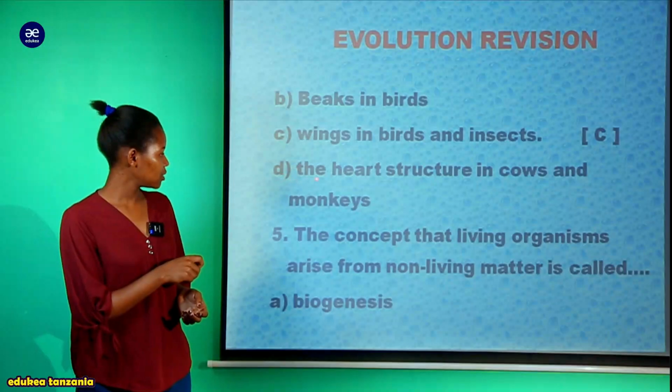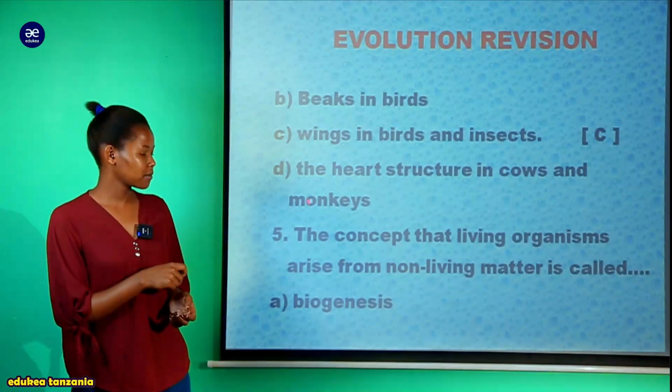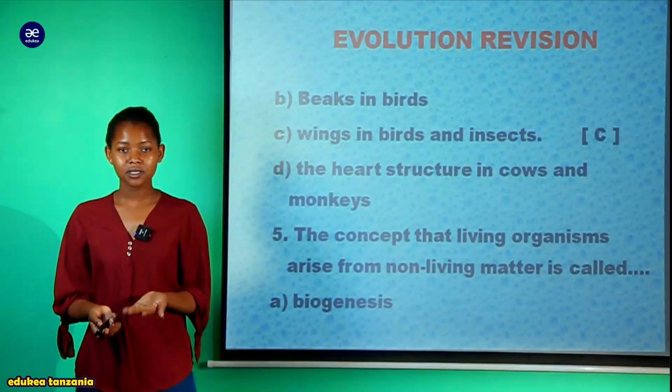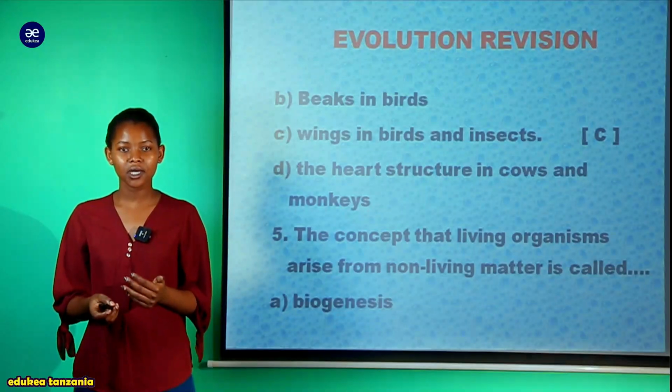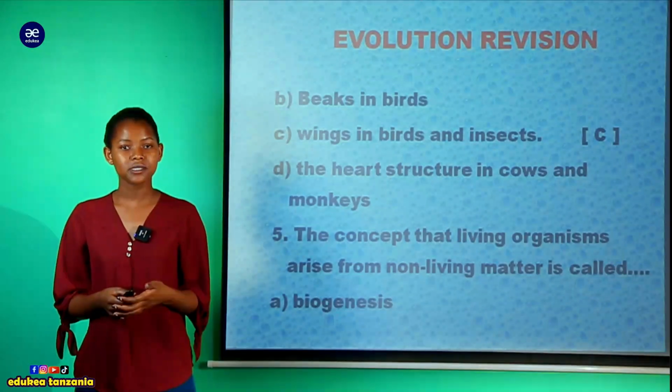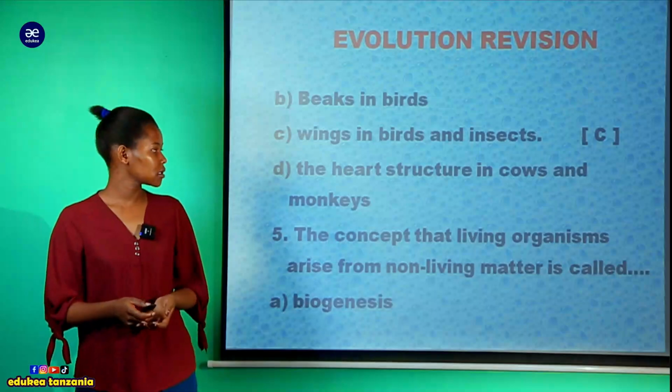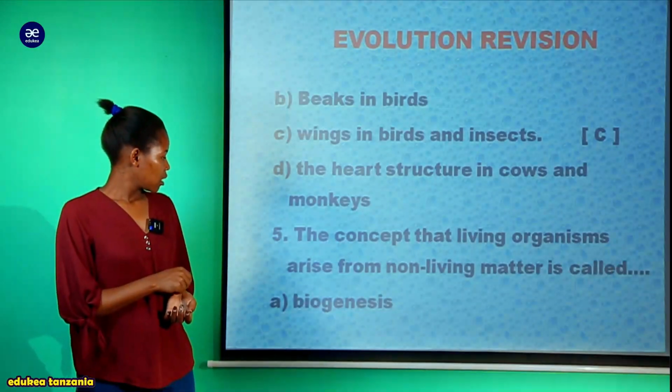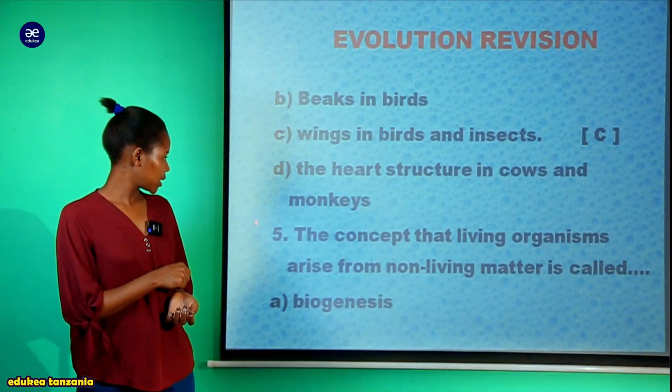Finalizing with D, we can see the heart structure in cows and monkeys. These are homologous structures since they resemble each other and they have the same embryonic origin. Now we are going to question number 5.